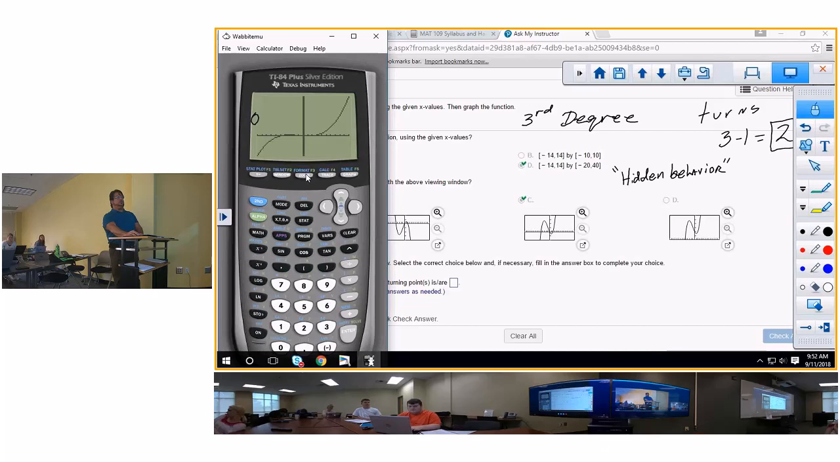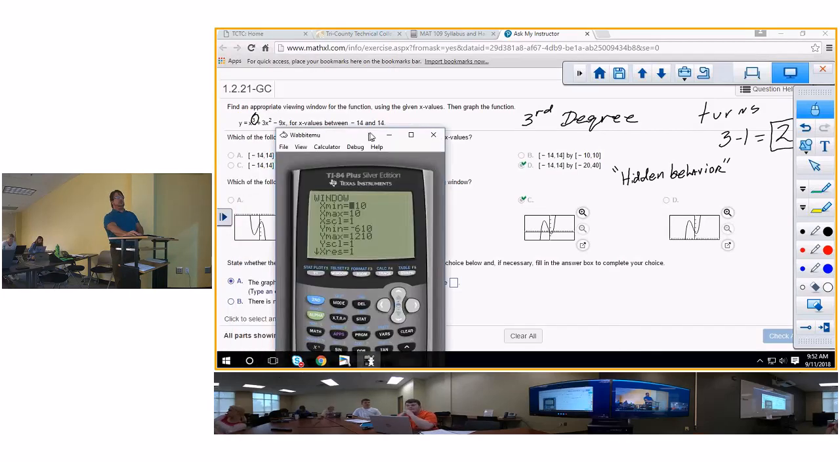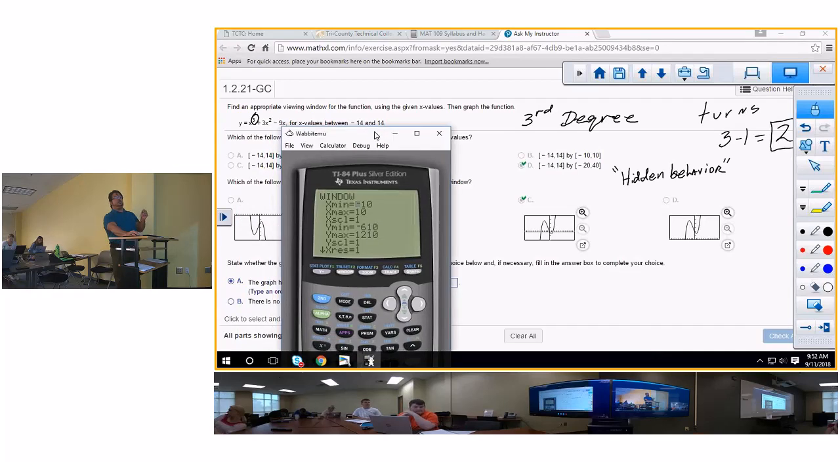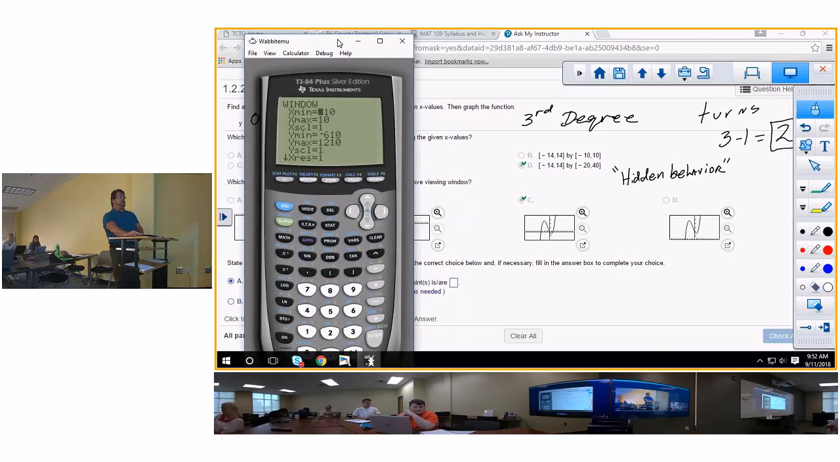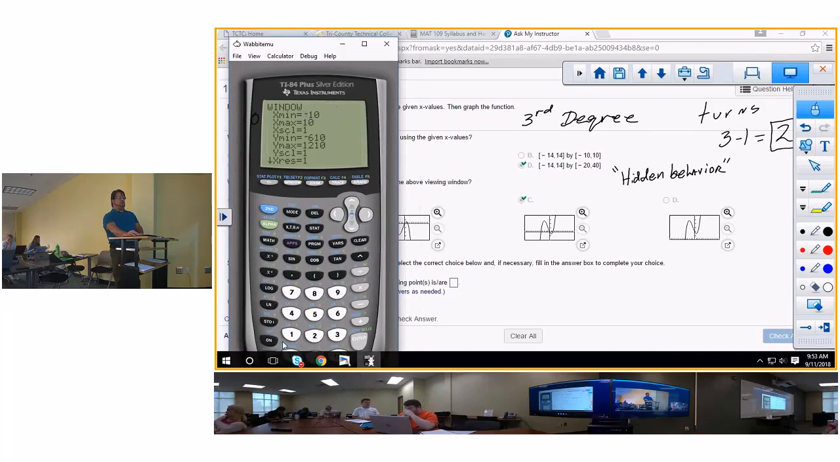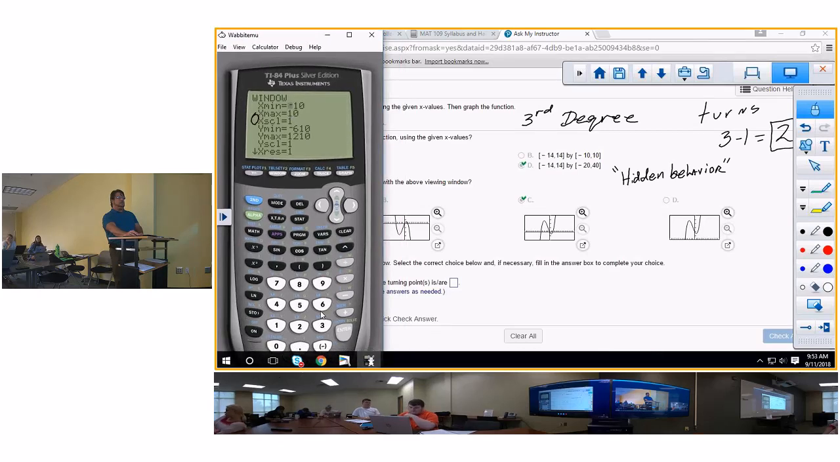So you got to play with the window, which is a pain because you don't really know what to do. But it does give you a hint, and that hint is right here. For x values, it's setting the domain at -14 and what? +14. So you're going to put a -14, so make sure you hit the negative button down here. -14 to +14. And then that -610, you can forget that. You can go to -10.